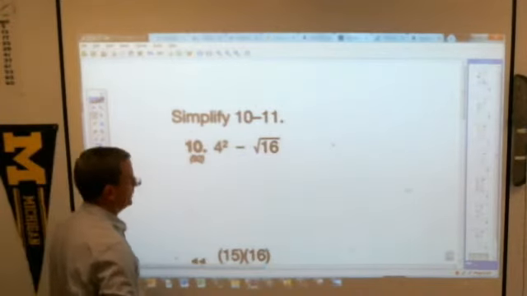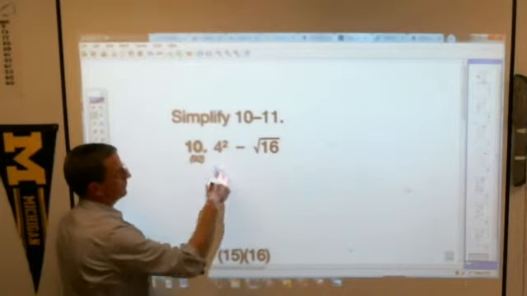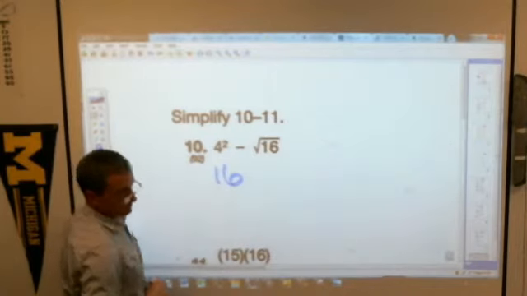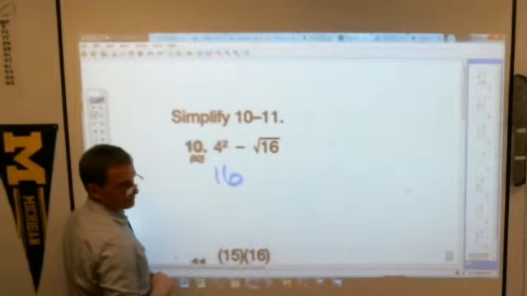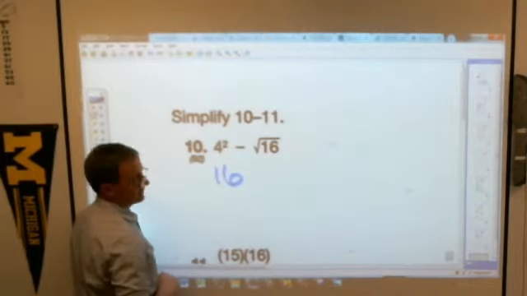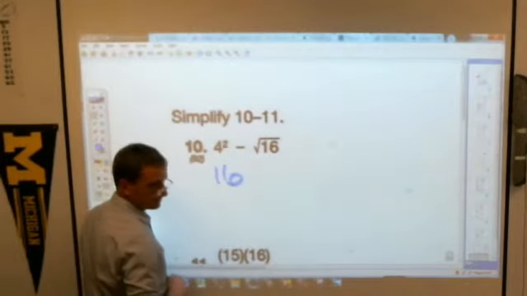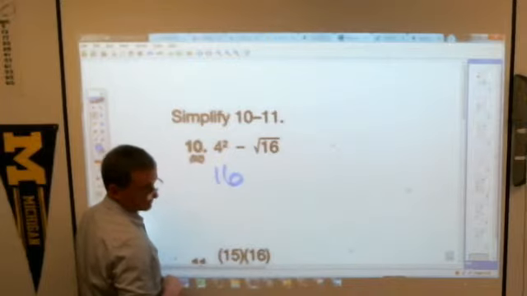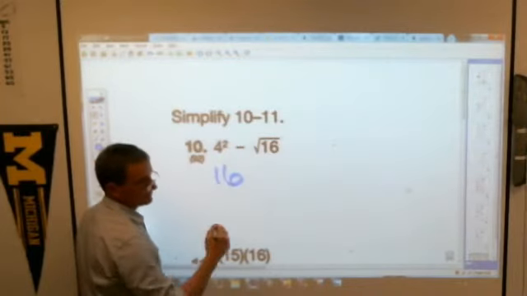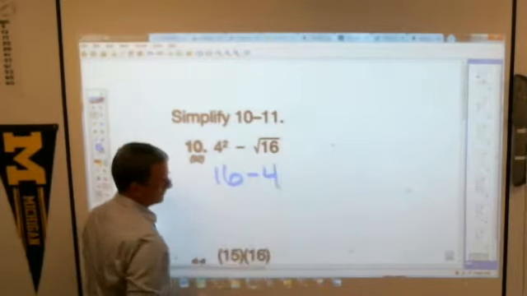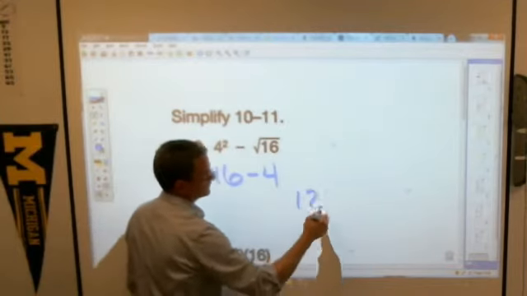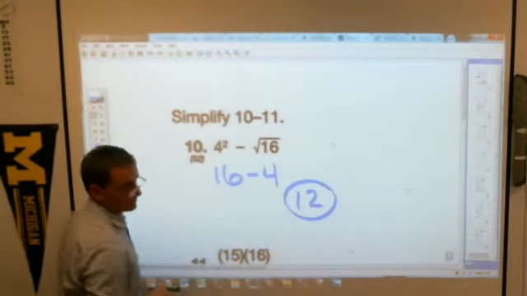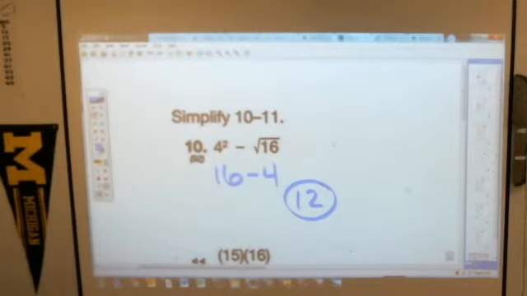Charles, what is 4 squared? 16. And what's the square root of 16? 2. 2 times 2 is 16? Oh, no, 8. 8 times 8 is 64. What times what gives you 16? Trev? 4. 16 minus 4 is 12. What number times itself gives you 16? That's what you're asking for there.